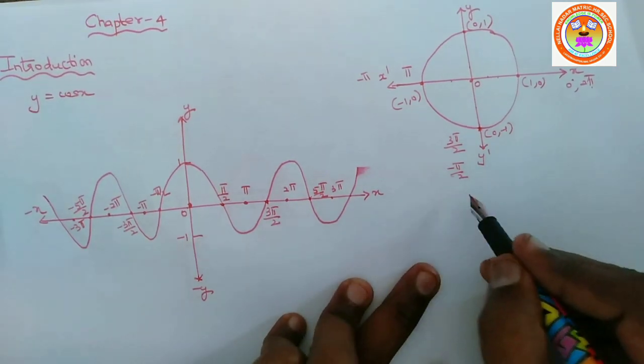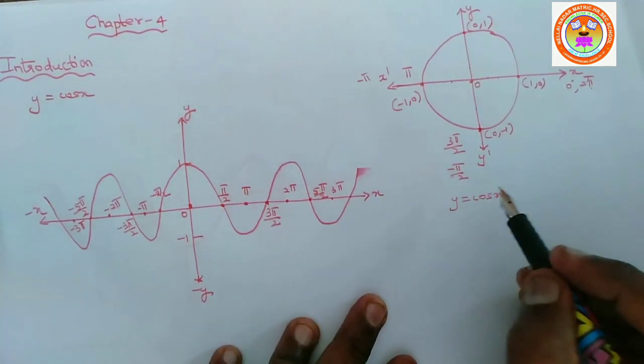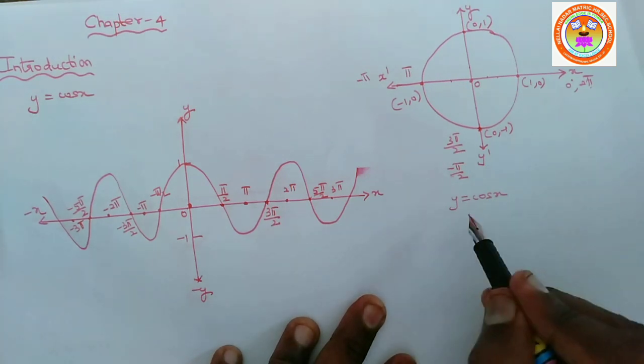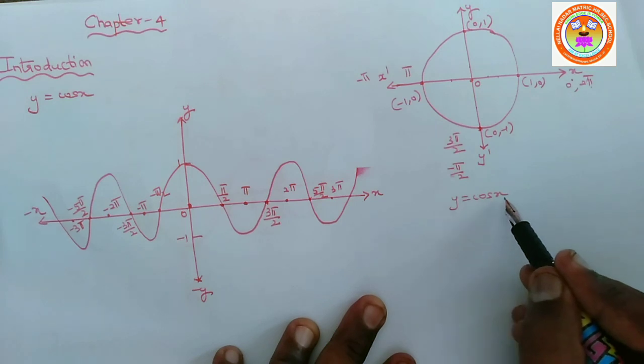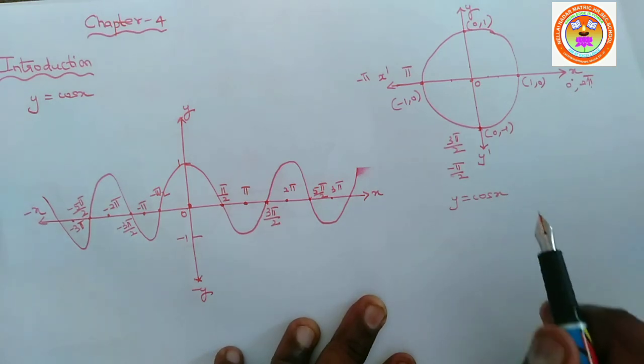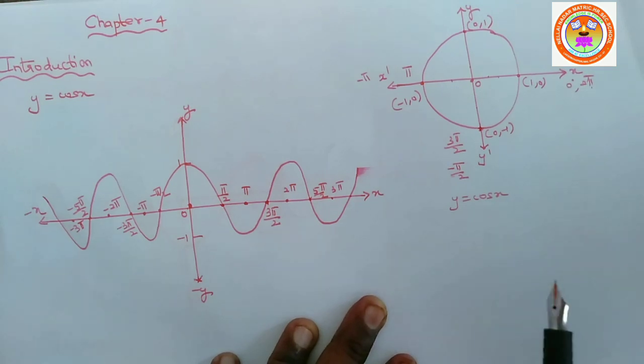So we know the curve y equal to cos x. First I am going to apply the value x equal to 0. You know that cos is followed by an angle, and cos inverse is followed by a value. You should not forget that throughout this chapter.